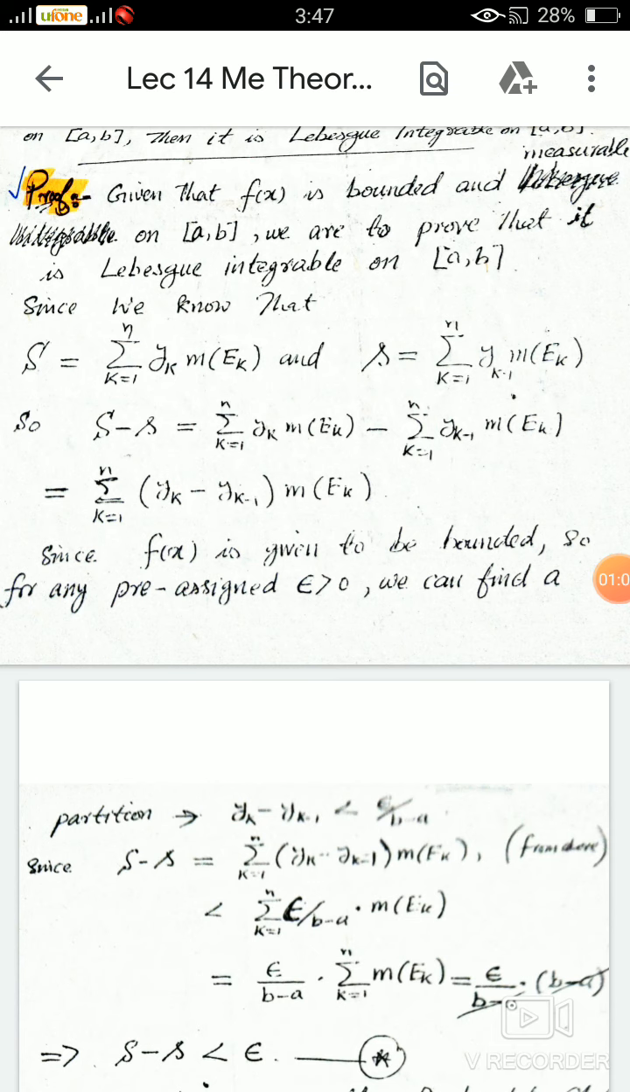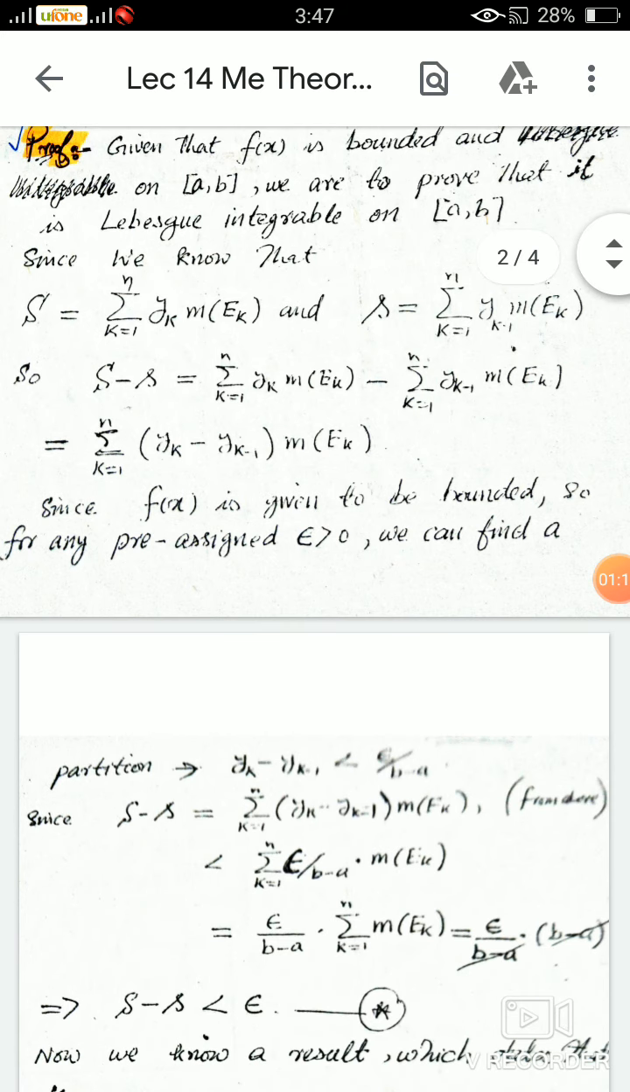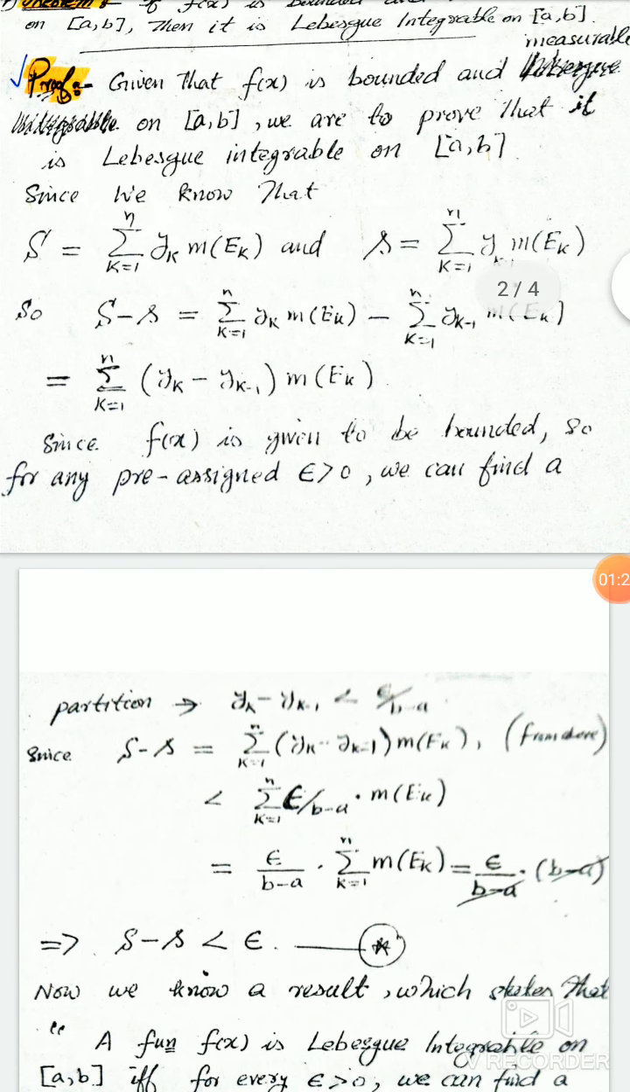Since f(x) is given to be bounded, for any pre-assigned epsilon greater than 0, we can find a partition such that y_k minus y_{k-1} is less than epsilon divided by b minus a. Because the given function is bounded, we can take this. The function is bounded, so y_k minus y_{k-1} must be less than epsilon by b minus a.